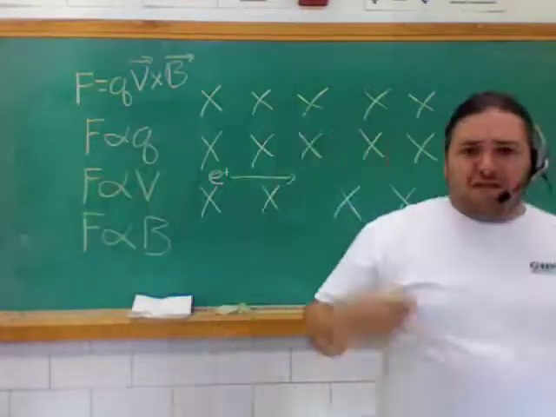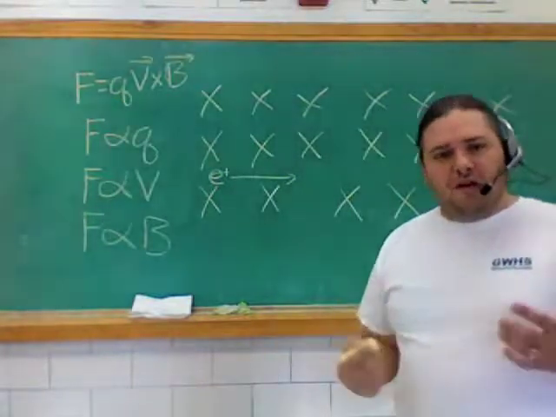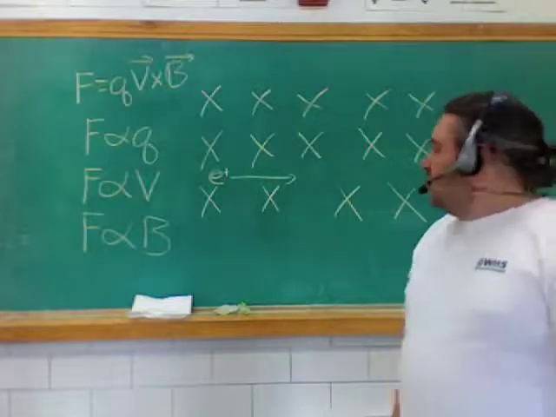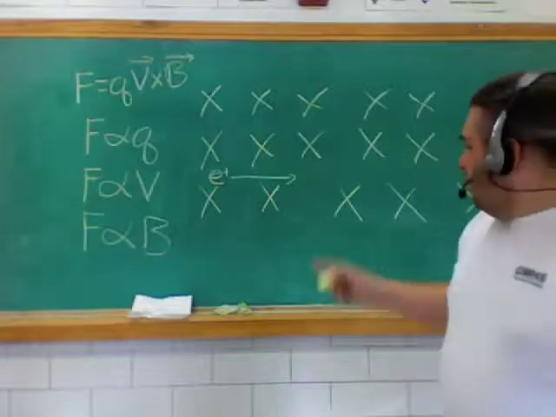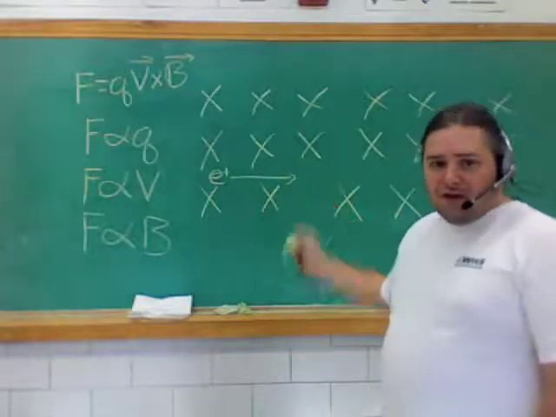Okay, and I'm stating that V is velocity because if you remember when we talked about electric field, V also represented voltage, the change in potential. So I want to express it that way. So charge, velocity, magnetic field.